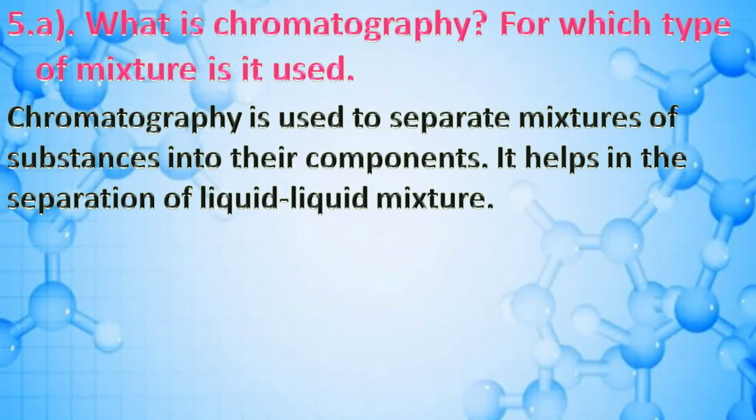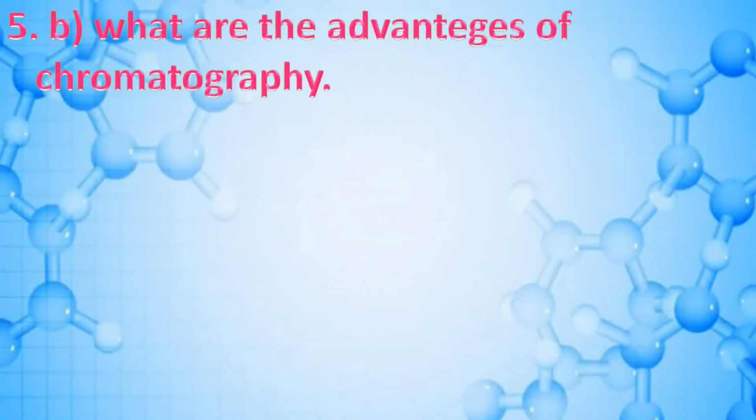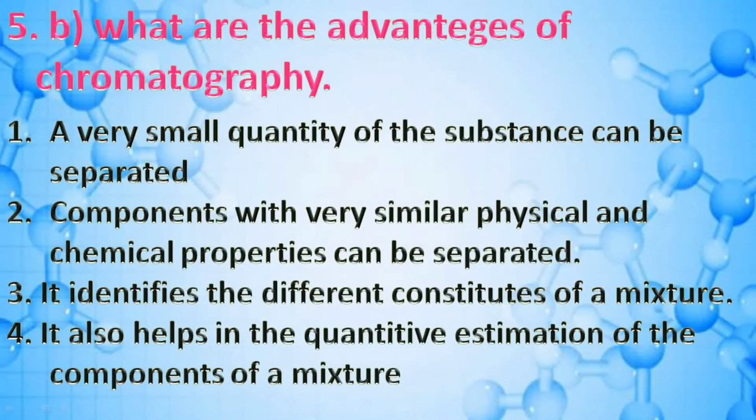Chromatography is used to separate mixtures of substances into their components. It helps in the separation of liquid to liquid mixture. Next question. What are the advantages of chromatography? A very small quantity of the substance can be separated. Components with very similar physical and chemical properties can be separated. It identifies the different constituents of a mixture. It also helps in the quantitative estimation of the components of a mixture.